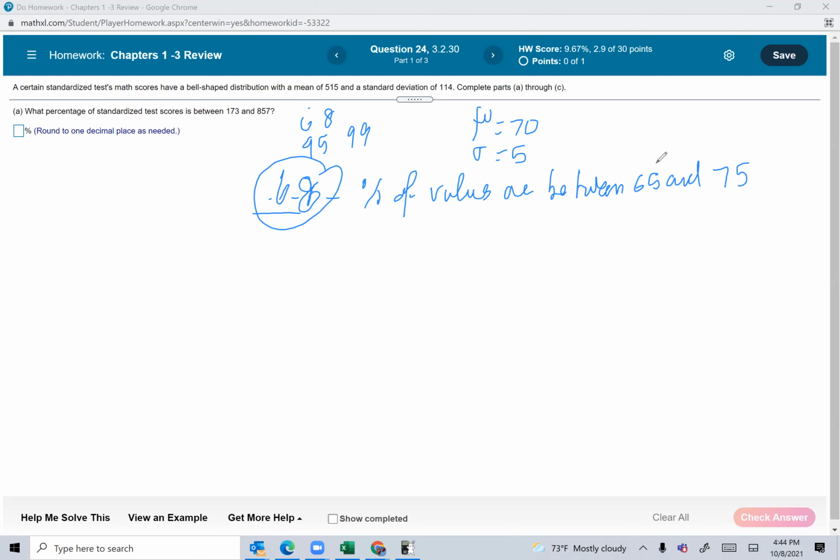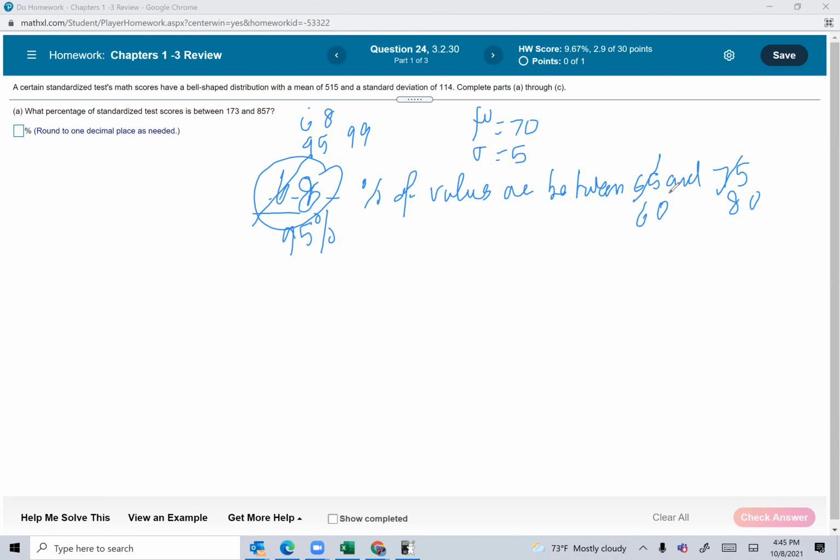Let me change this one and make it 60 and 80. Then you look at it and say, well, the teacher says 60. I know 60 is 2 fives below 70. And I know 80 is 2 fives above 70. When you do two standard deviations, it is 95%.